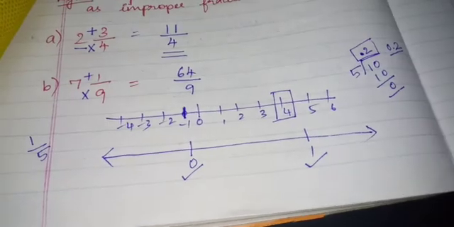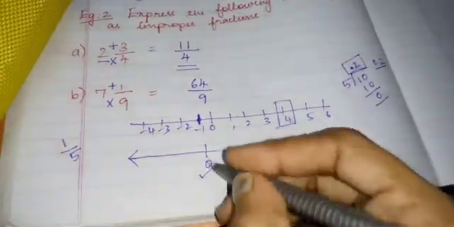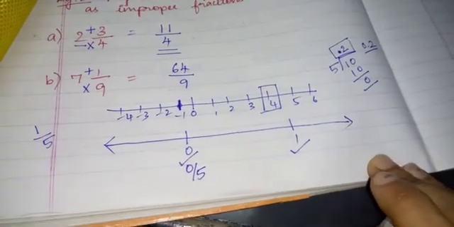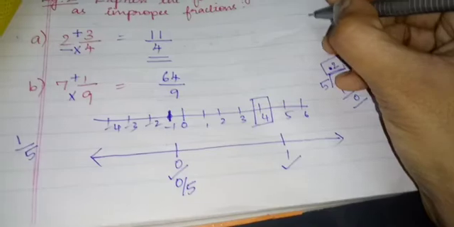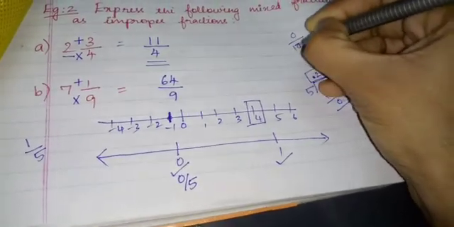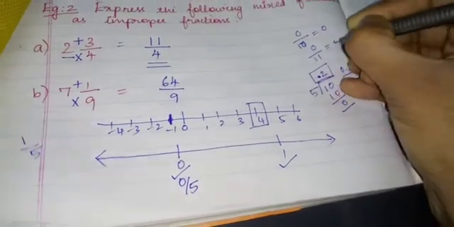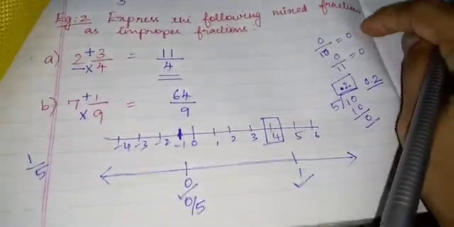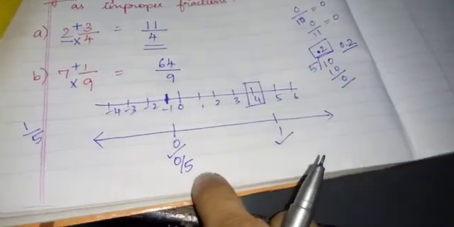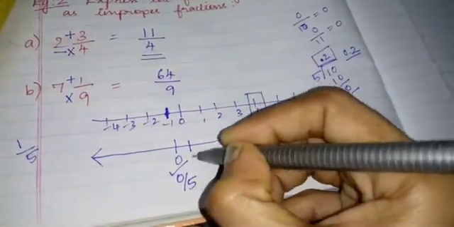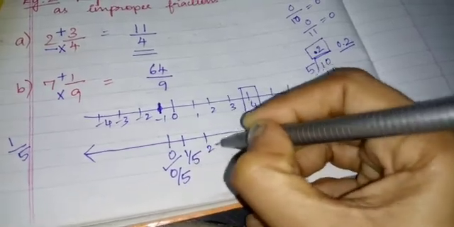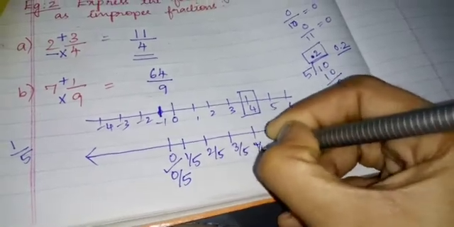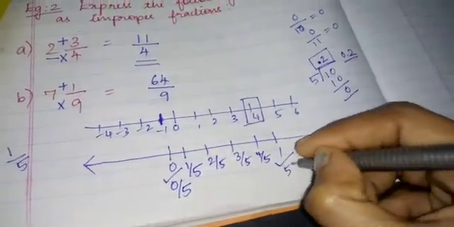So what we have to do, in order to find this fraction, is represent that 0 as 0 by 5. Why? Because 0 by 10 is 0, 0 by 11 is 0. If a 0 comes in the numerator, then the answer is 0. So 0 can be written as 0 by 5. After 0 by 5, what do you write? 1 by 5, 2 by 5, 3 by 5, 4 by 5. And 1 can be written as 5 by 5.